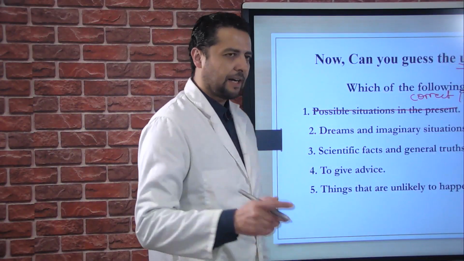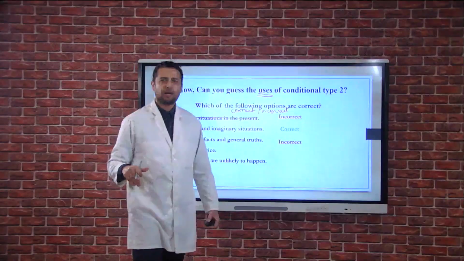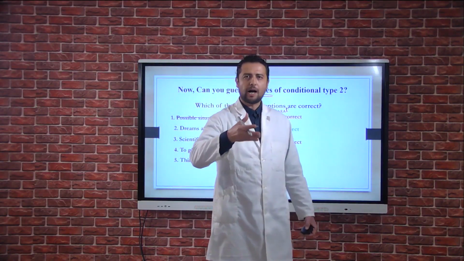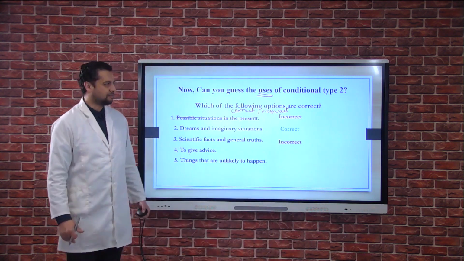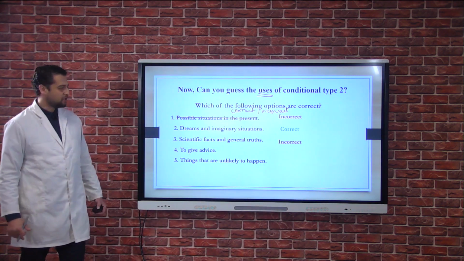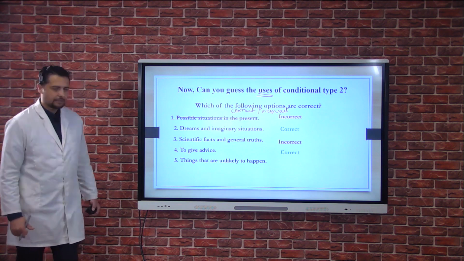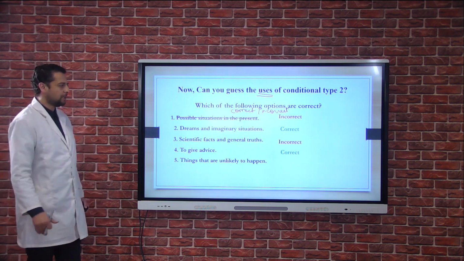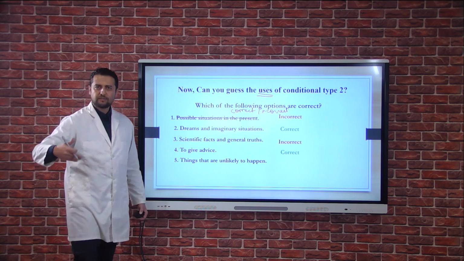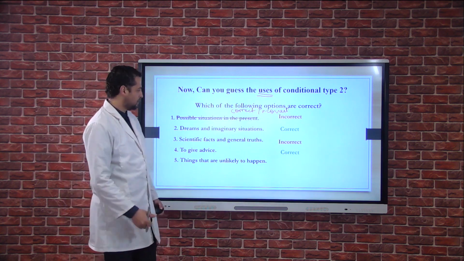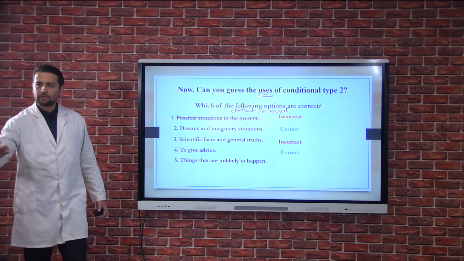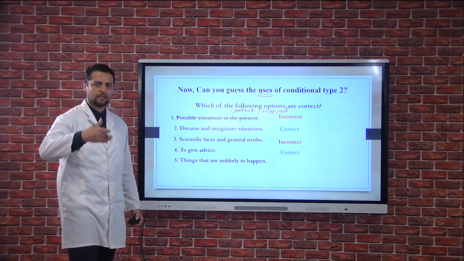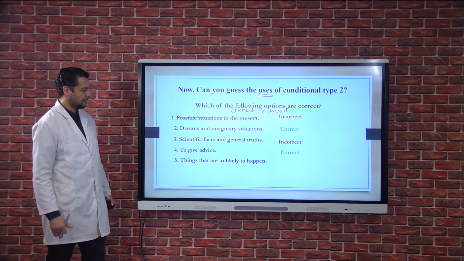What about giving advice? Bear in mind the third example that we have just seen. If I were you, I would get good results. So here it's in the form of advice, which means yes, it's correct. We use conditional type 2 to give advice to someone using different expressions like if I were you, if I were in your place, if I were in your shoes, and things like that.